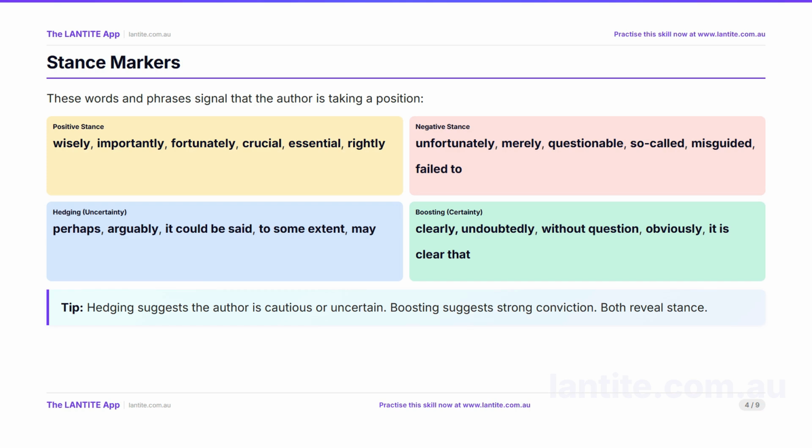There are also hedging words like perhaps, arguably, and to some extent. These suggest the author is cautious or uncertain. And boosting words like undoubtedly, without question, and obviously, which show strong conviction. Both hedging and boosting reveal stance, just in different ways.